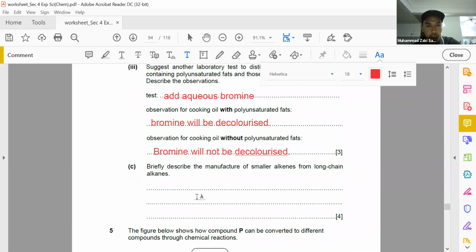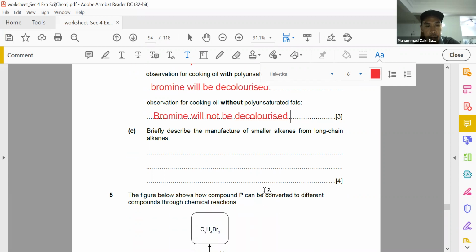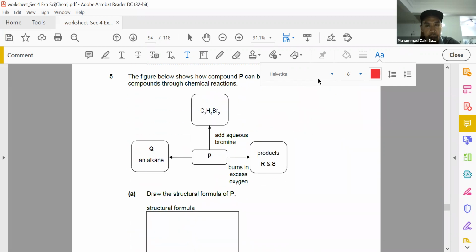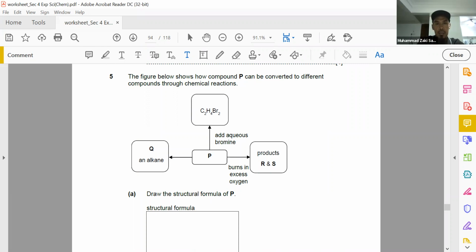Next question. Describe the manufacturing of smaller alkenes from long chains. Okay, this is cracking. But let me skip this question first. Now let's move on to question 5. This one looks like QA, right? It's not QA, just a normal chart kind of question. Now you have P. P plus bromine. So what does it say about P? Whenever you see bromine, always link it to the presence of a carbon-carbon double bond. Okay. So what is P then?